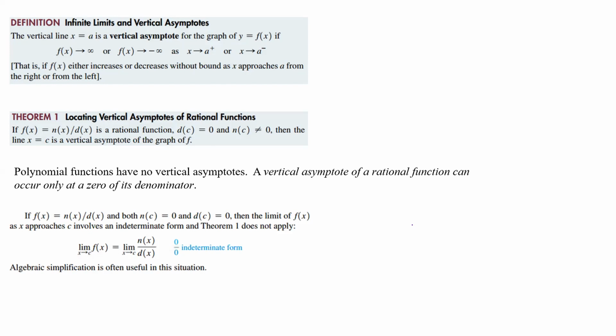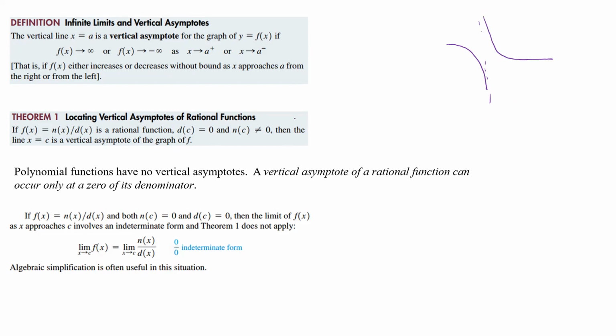So, definition: infinite limits and vertical asymptotes. The vertical line x equals a is a vertical asymptote for the graph of y equals f of x if f of x goes to positive infinity or negative infinity as x goes to a, or it goes to a from the positive or the negative side. So that is, f of x is either increasing or decreasing without bound as x approaches a from either the right or the left. Okay. And again, that's kind of what we saw here. So as x approaches a from the left, it's going closer and closer to negative infinity, so it's decreasing without bound. Now, as we approach a from the right, we're going up without bound, so we're increasing towards infinity without bound. And so that's how that works.